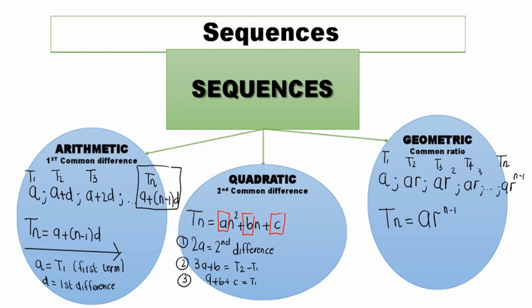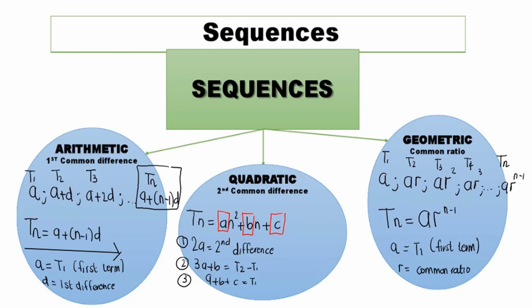And for your geometric sequence, guys, the A is your first term. The A is the first term, so it's still the same thing. Your A is your T1, which is your first term, and your R is your common ratio.